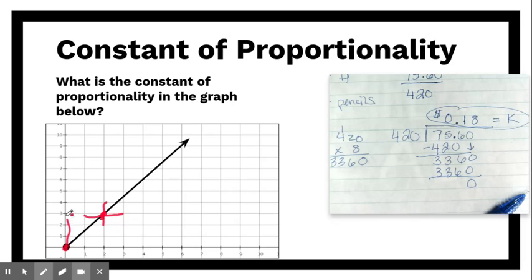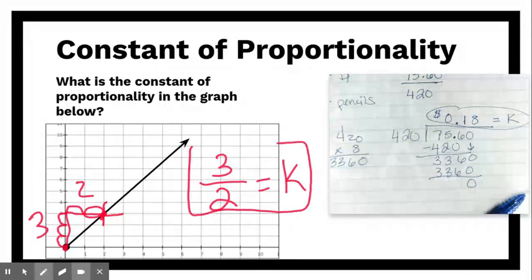Okay, so I'm going to draw a little triangle in, and I'm going to count up. 1, 2, 3. So I went up 3. And I'm going to count over. 1, 2, over 2. So how much I go up is on top, and how much I go over is on bottom. And that's my k. 3 over 2.